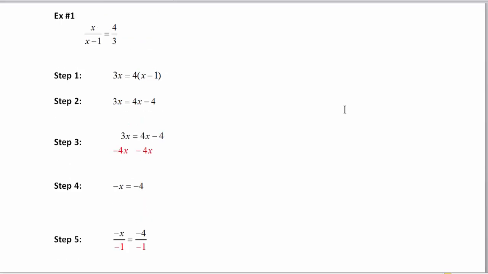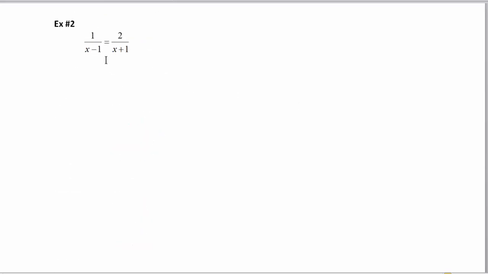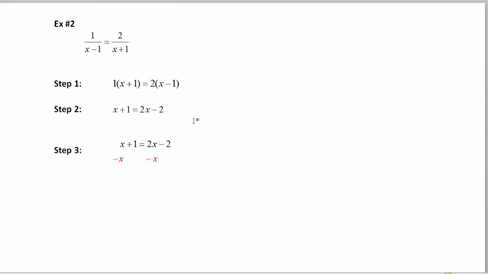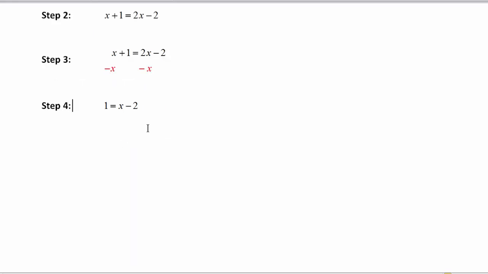Let's take a look at example 2. Of course my first step will be to cross multiply. I'll do 1 times the quantity x plus 1, and 2 times the quantity x minus 1. Then we're going to want to distribute the 1 and distribute the 2. So this is what we have after we distribute the 1 and the 2. Next, we're going to want to combine like terms. We want to get the x's to one side and the numbers to the other side. I think I can achieve this by subtracting x from both sides first.